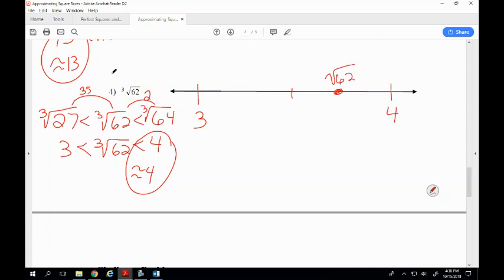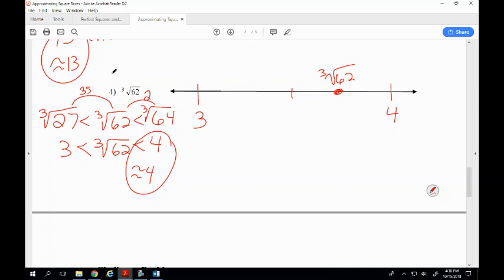Okay? Again, notice that I did not pay a ton of attention of how close it should be to 4 or how close it should be to 3. All we need you to do is to be able to determine, is it on the right side of the middle or is it on the left side of the middle? Okay, so closer to 4 or closer to 3. That's all we need you to do.